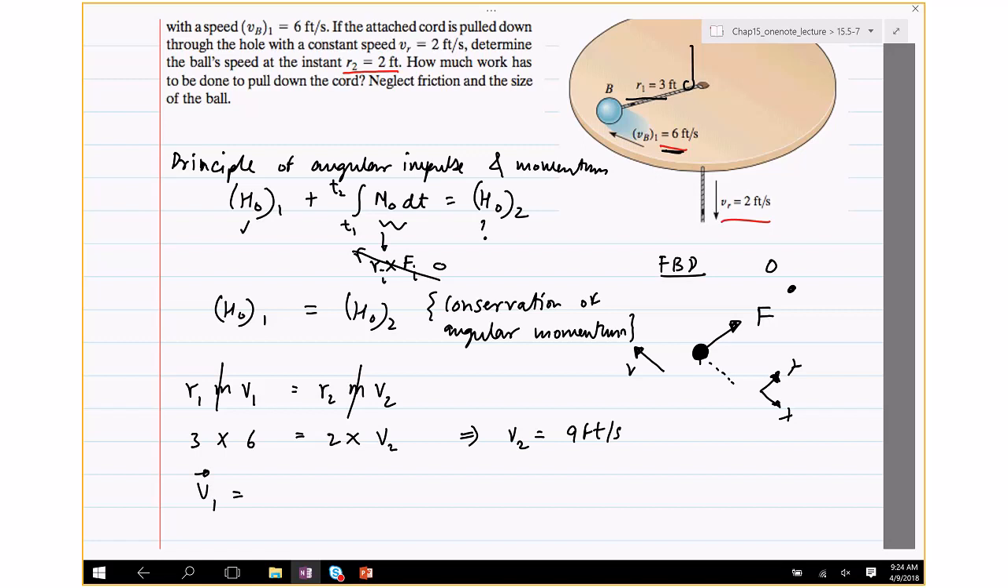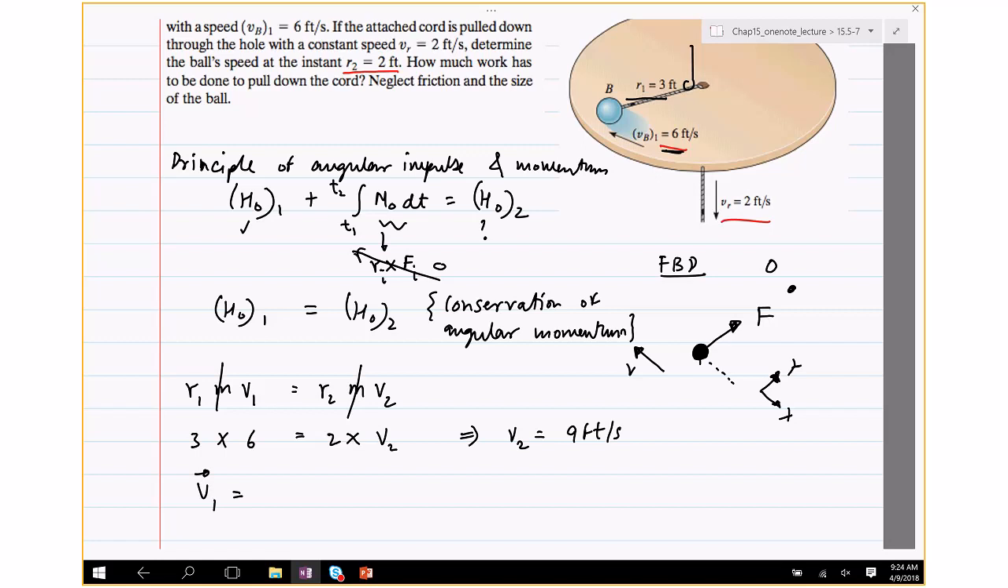Okay. Well, we're going to assume that initially the ball is not being pulled by the force, or is pulled with the uniform speed of 2 feet per second. So initial velocity is only tangential.